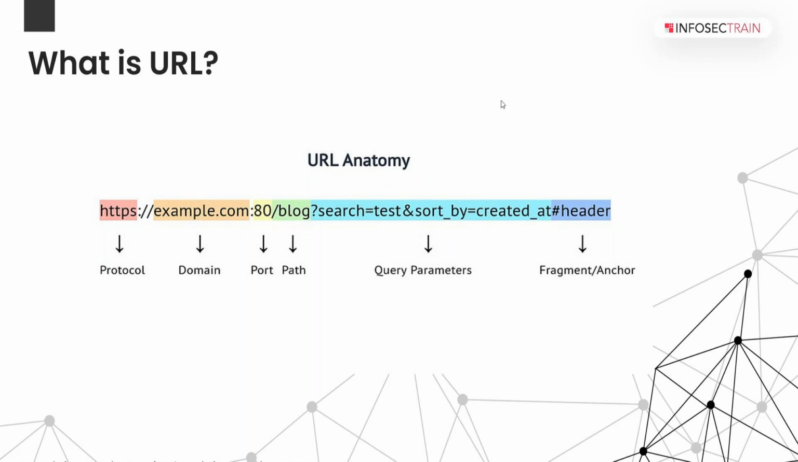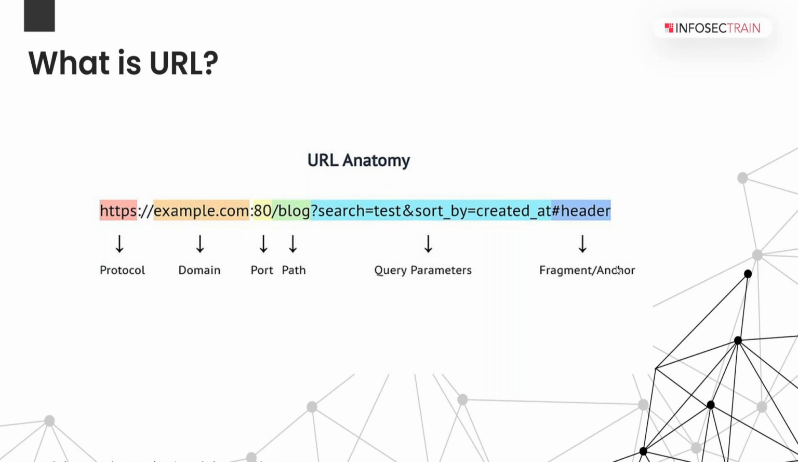So then there are other things, like this question mark sign. It basically shows that from here we can start the query parameters. If you see, there are two query parameters. One is search, the second one is sort by. If you have a single query parameter, then you don't need to mention this ampersand sign. But if you have more than one, then you need to mention this ampersand sign, right?